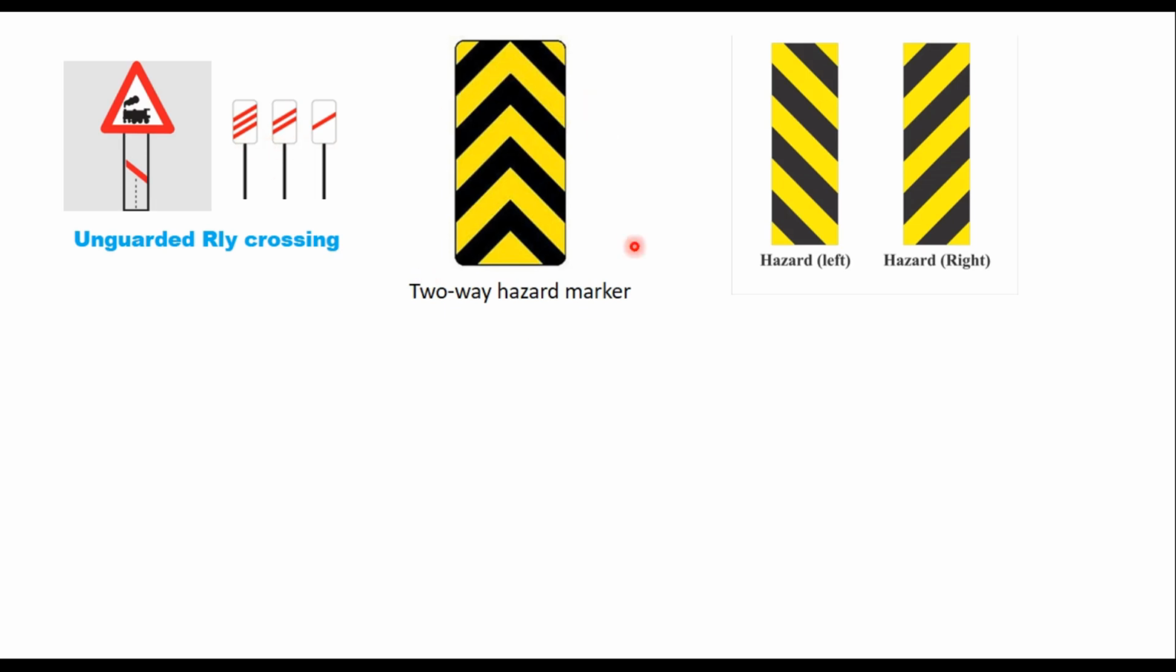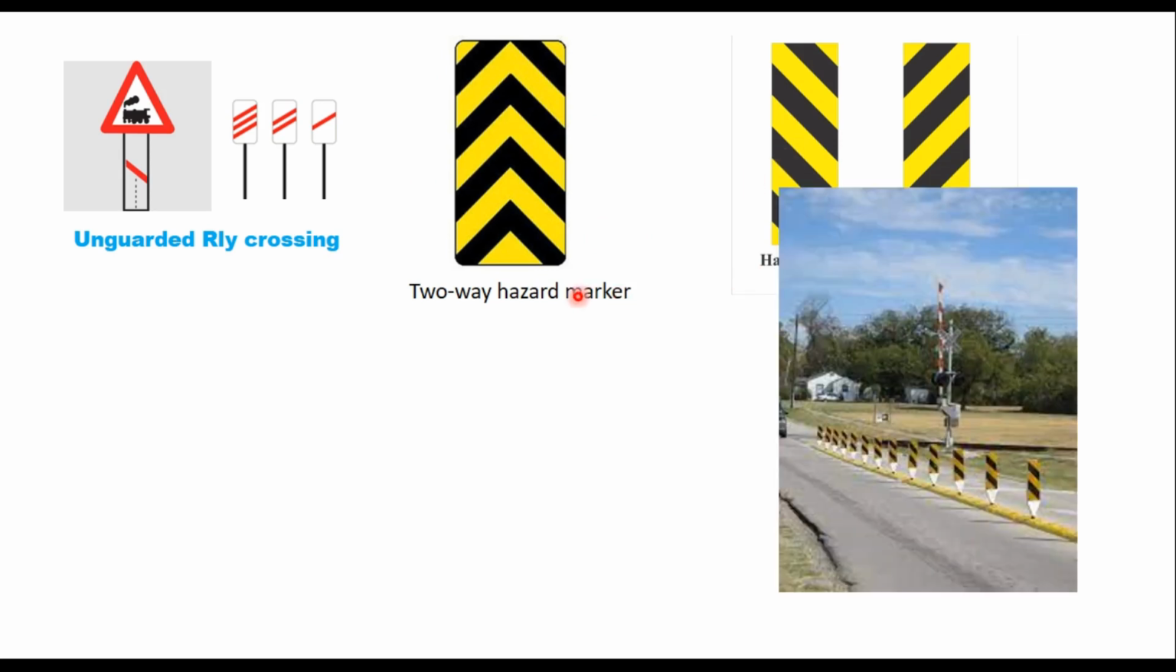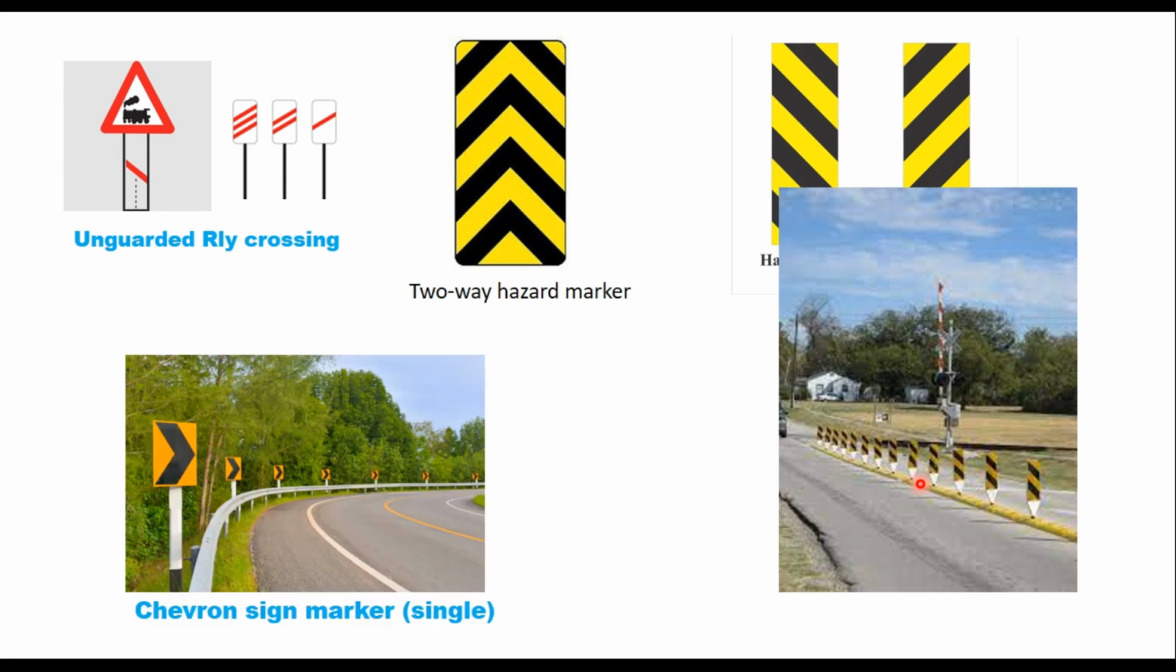These are the hazard markings: left hazard marking, right hazard marking, or two-way hazard marking, like this. Whenever you feel there is hazard to the traffic movement, then these signs are placed. Then these are chevron sign markers, which are generally placed at horizontal curves, and they can be single or double depending upon the sharpness of the curve.